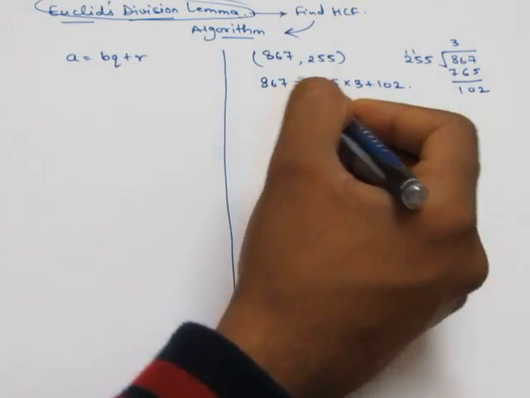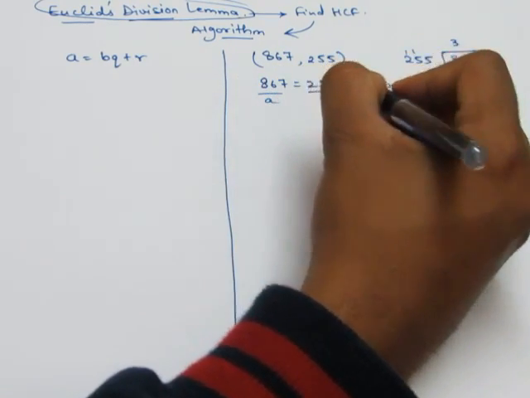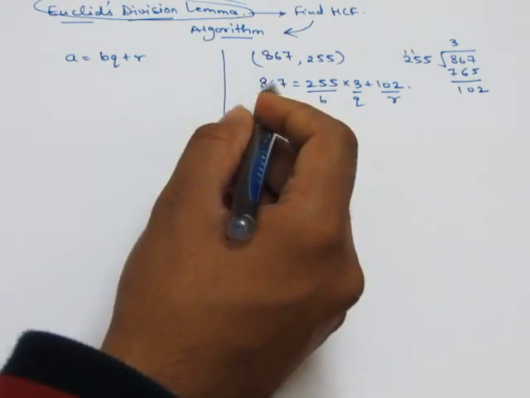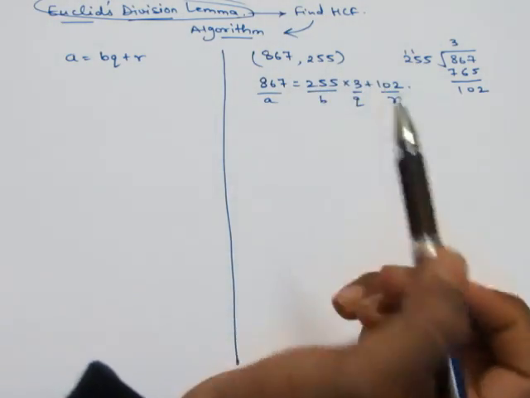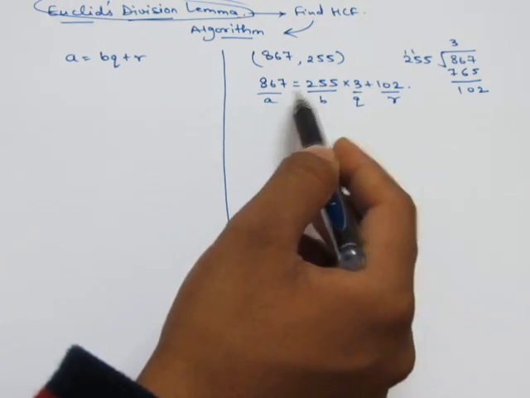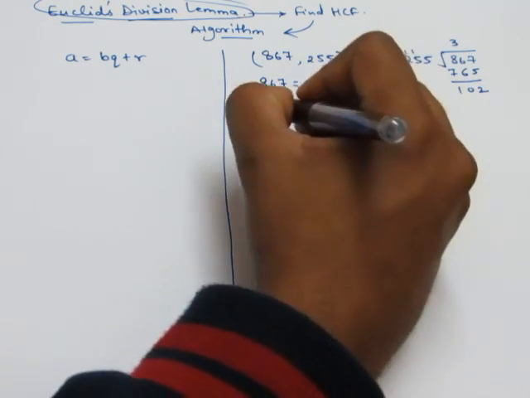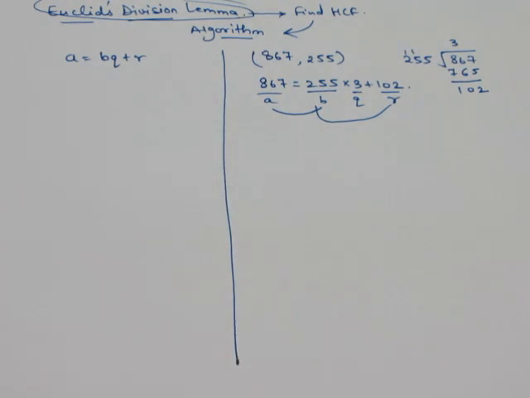We have numbers a, b, q and r. This is a, this is b, this is q and this is r. So I'm saying every common divisor of a and b. Let's say 3 is a common divisor. 867: 8 and 7, 15 and 6, 21, sum divisible by 3. 255: 12, sum divisible by 3. And 102 is also divisible by 3. So every common divisor of a and b, that is, whatever are the common divisors of a and b, are common divisors of b and r. This is what this algorithm uses.